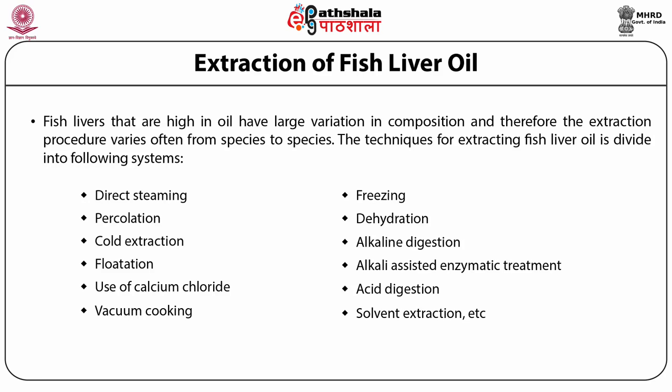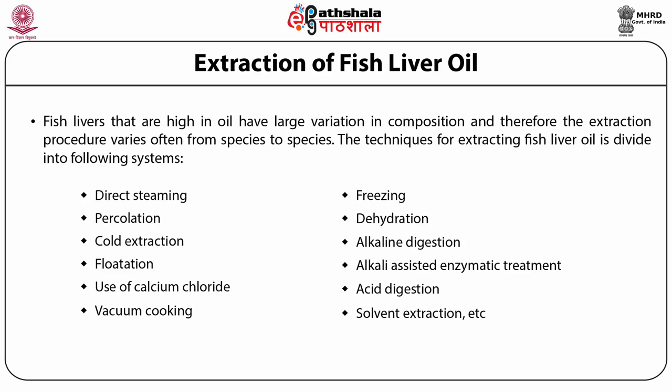In the case of steaming, steaming is a thermal process which requires rupturing cells and subsequent release of the oil, which is further centrifuged to remove the water and then filtered. The method of steaming yields 70 to 75% of the oil as a final component. Then the other method is solvent extraction.